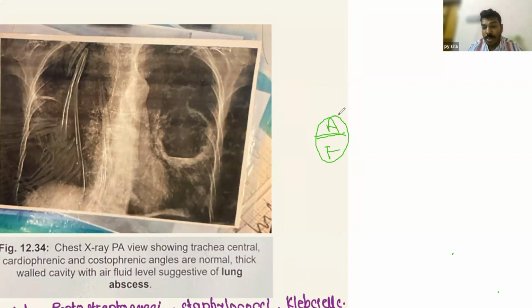So this kind of picture with the surrounding rim of the cavity is going to be called as a lung abscess. Okay, lung abscess. So this is also again very, very important. You can see it in your day-to-day practice. This is a case of lung abscess. Then next X-ray.